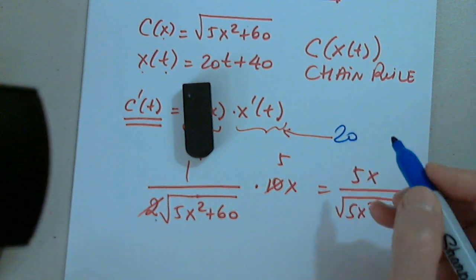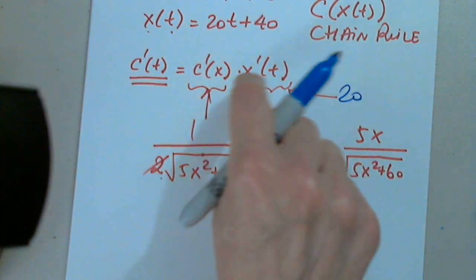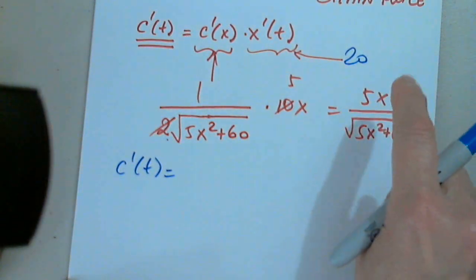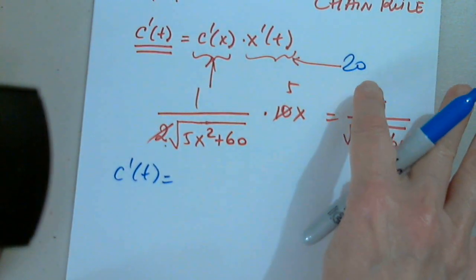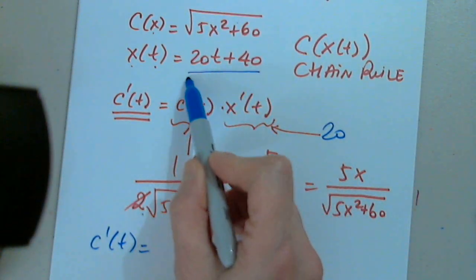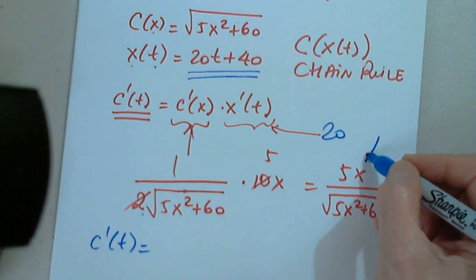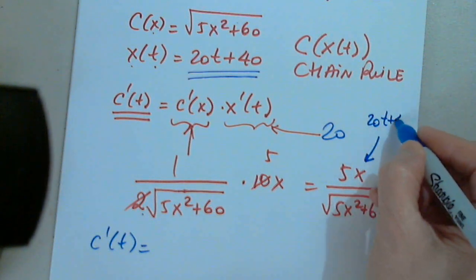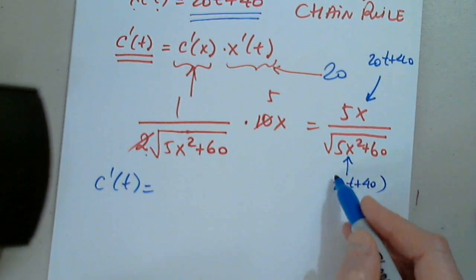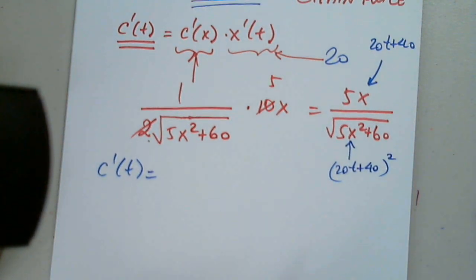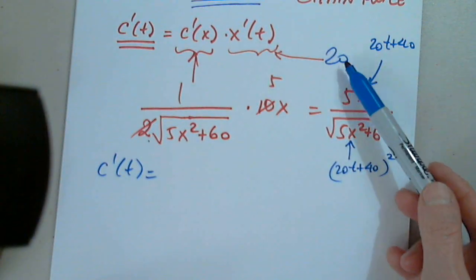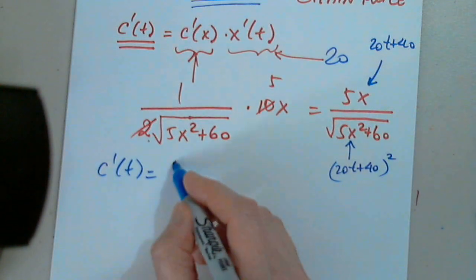$20. Excellent. So now we put these two together. So c prime of t will be 5x over this times 20. I cannot put it in because I have to replace x by 20t plus 40, 20t plus 40 squared. And also times x prime of t, which is 20 times 5, which is 100.